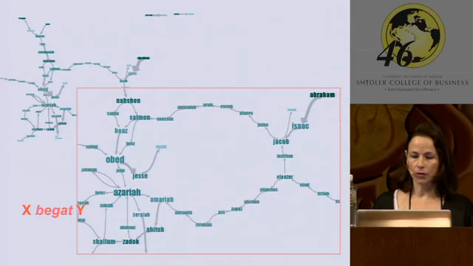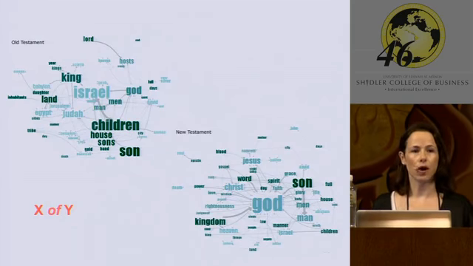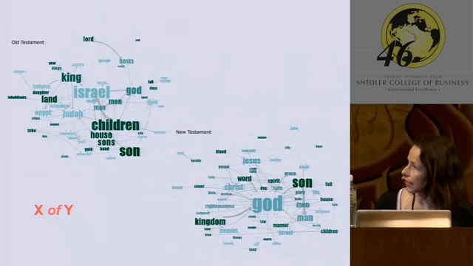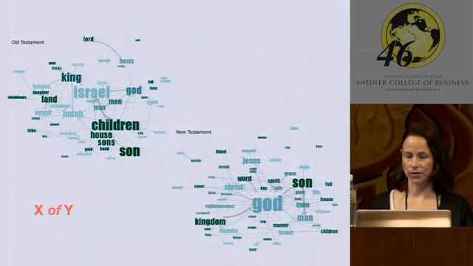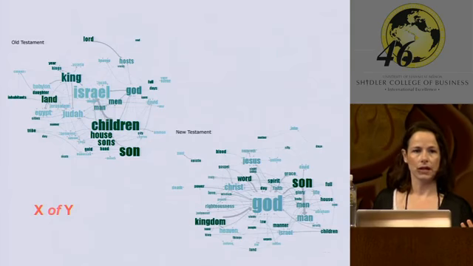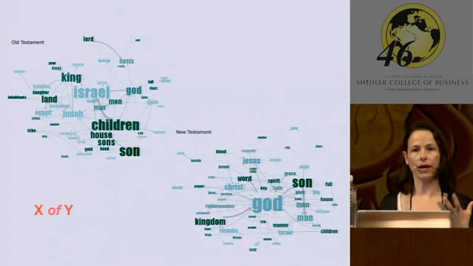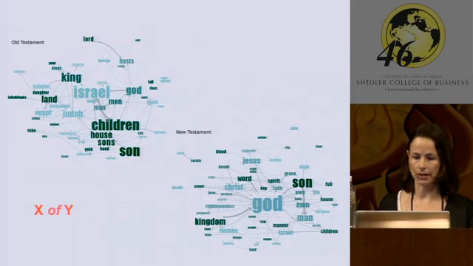If I do this for both books of the Bible, and I change to "X of Y," we get the New Testament and the Old Testament. Children of Israel, King of Israel, Son of God, Kingdom of God. And I'll let you decide which is the Old Testament and which is the New Testament. So again, low-hanging fruit, an interesting way to just maybe look at this data, and how much can you get away with just interesting repetition, for instance, in text in this case.